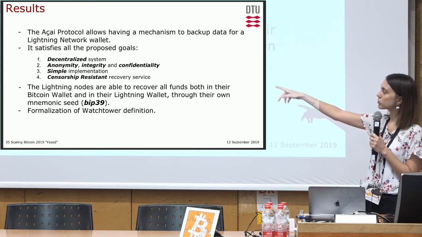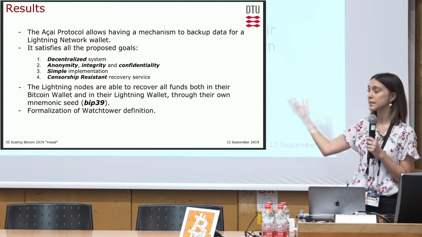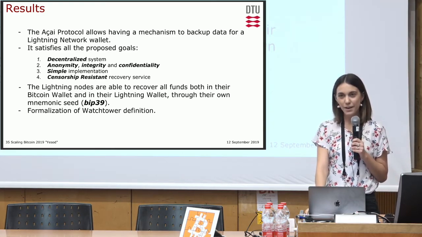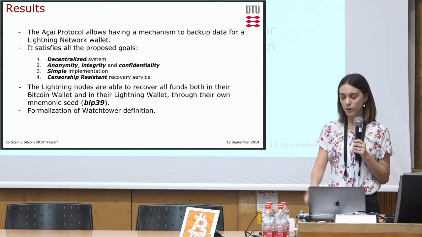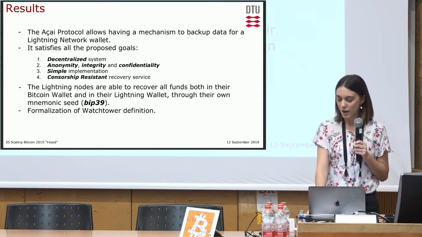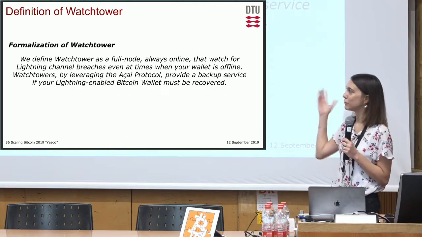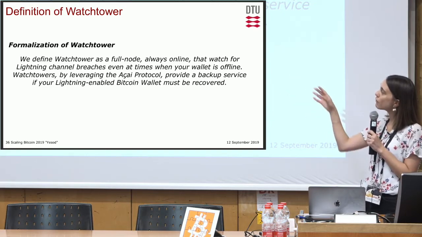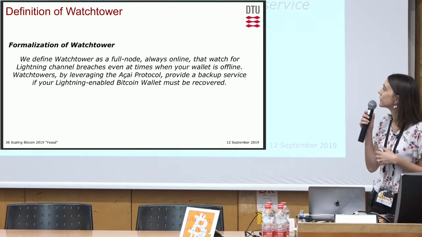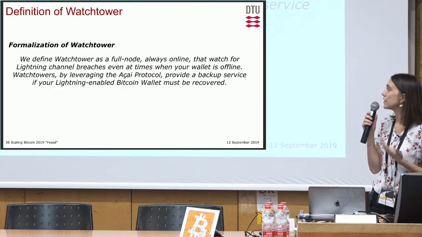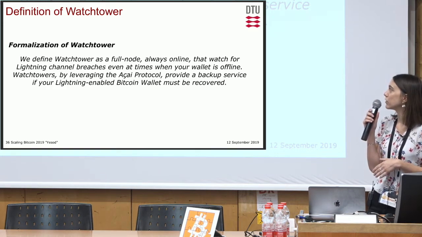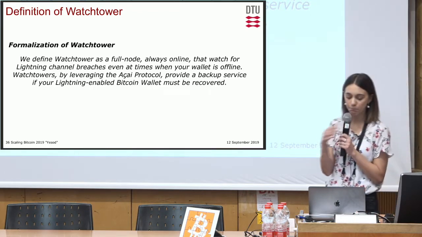And then I also showed that through BIP39, so the seed, it's possible to have recovery for Lightning Network wallets. Since I wrote this project one year ago, there was no formalization of the watchtower, so I proposed a definition that also includes the ASI protocol. We define a watchtower as a full node, always online, that watches for Lightning channel breaches, even at times when your wallet is offline. Watchtowers, by leveraging the ASI protocol, provide a backup service if your Lightning-enabled Bitcoin wallet must be recovered.